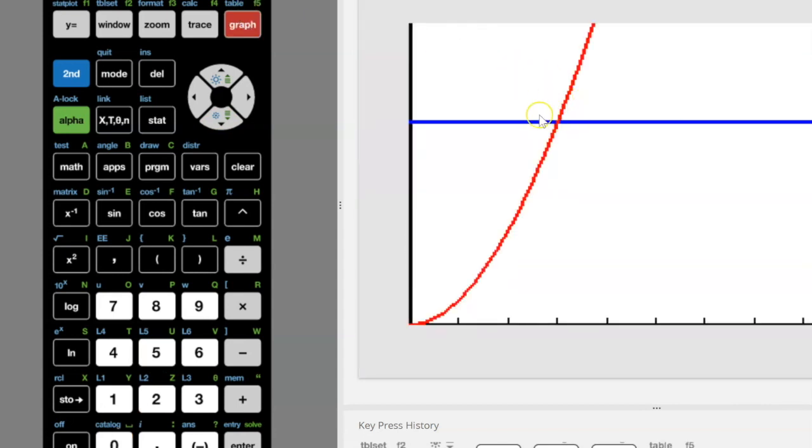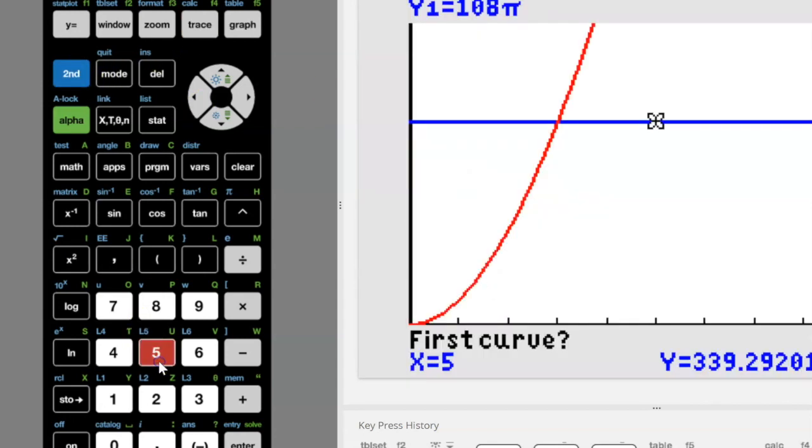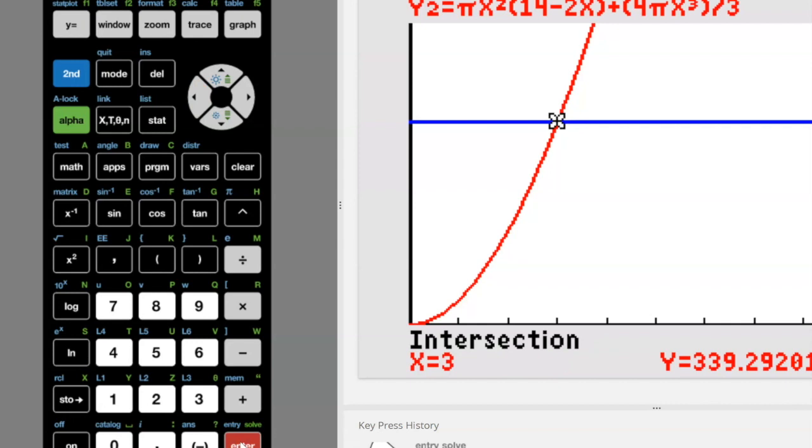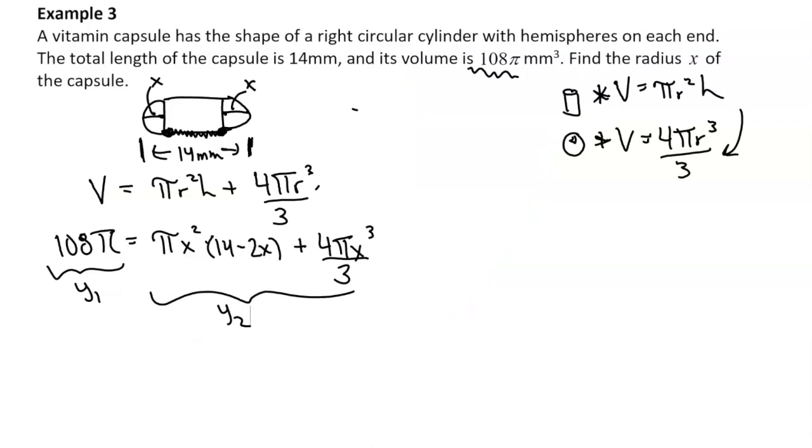And sure enough, we get an intersect quite quickly. So we can go second trace intersect. We can go near to where it intersects, and we want to press enter 3 times. And we get a solution of x equaling 3. And so if x equals 3, then we can go back here and we have our answer right away. X equals 3. And so the radius of the capsule to produce something like this is going to be 3 centimeters.